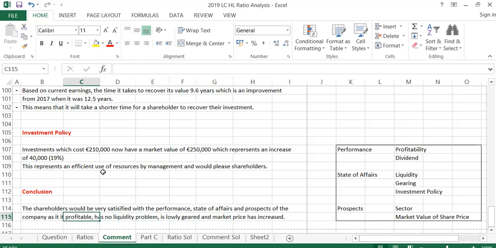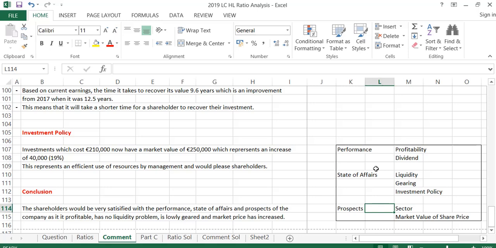good. When some people are answering these questions about the performance, state of affairs and prospects, they might change the way they answered. They might put profitability and dividends under the performance heading, liquidity, gearing and investment under state of affairs, and sector and market value of shares under prospects. If you got really good at answering these questions, maybe you could do it this way, put them in this order. But for the moment, I'd probably just try and make it as standardized as possible, do the same headings in the same order all the time till you get really good at them.